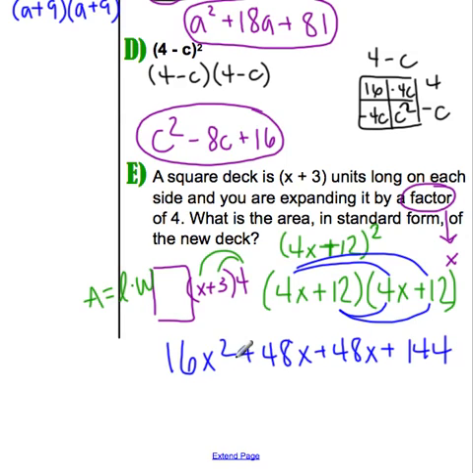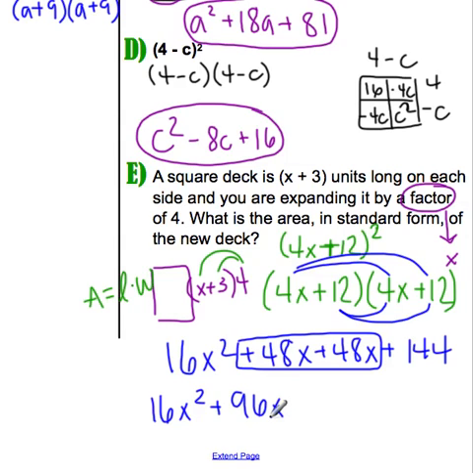So then when I combine my like terms in the middle, these are both positive, so they won't drop out. We get 16x squared plus 96x, because 48 plus 48 is 96, plus 144 units squared, or square units, because that was the label that was put on it.